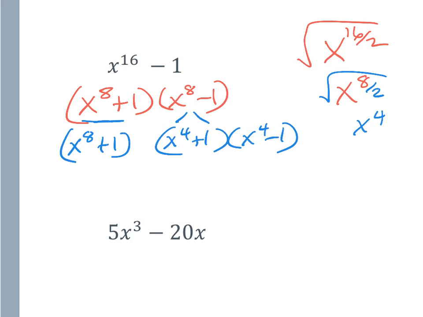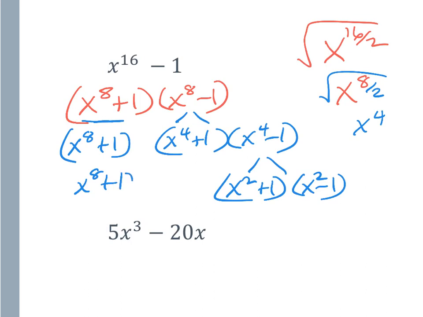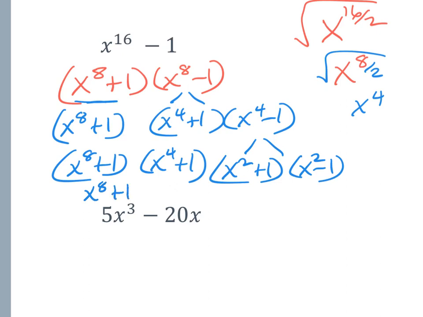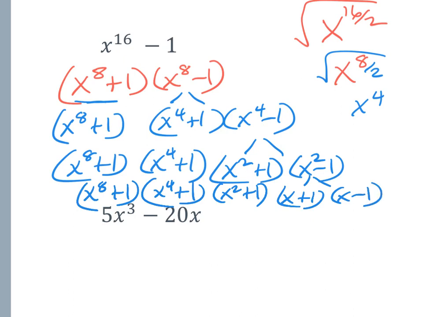Still got a big exponent there. I can keep going. X, exactly. So x squared plus 1, x squared minus 1. Now these guys, the 8 and the 4, still keep coming down. Can't forget about them. Am I done? No. One more time. The x to the 8th plus 1 comes straight down. Same thing with the x to the 4th plus 1, and now this one more time: x plus 1, x minus 1. Now I'm finally finished.